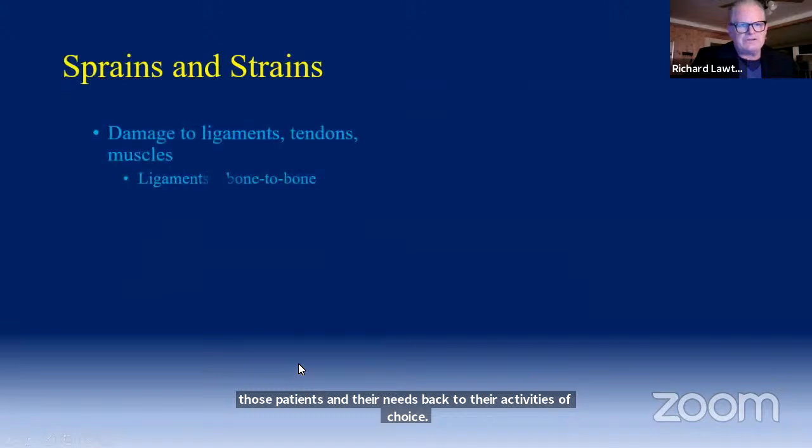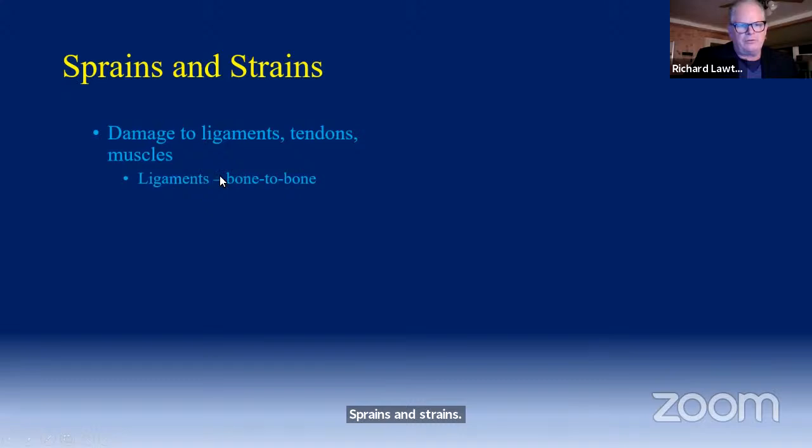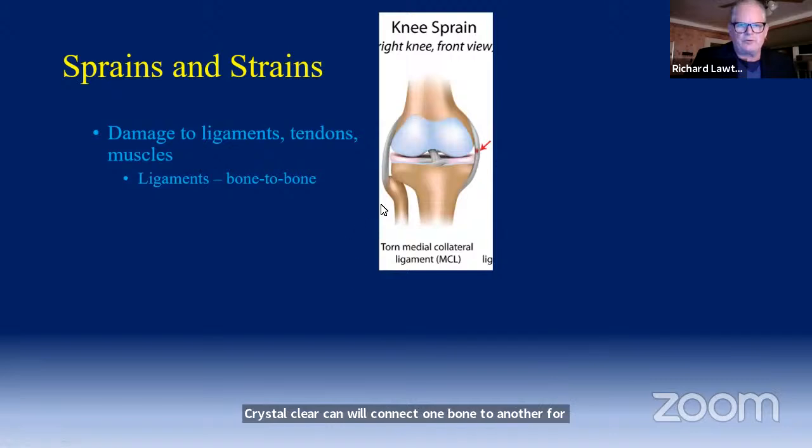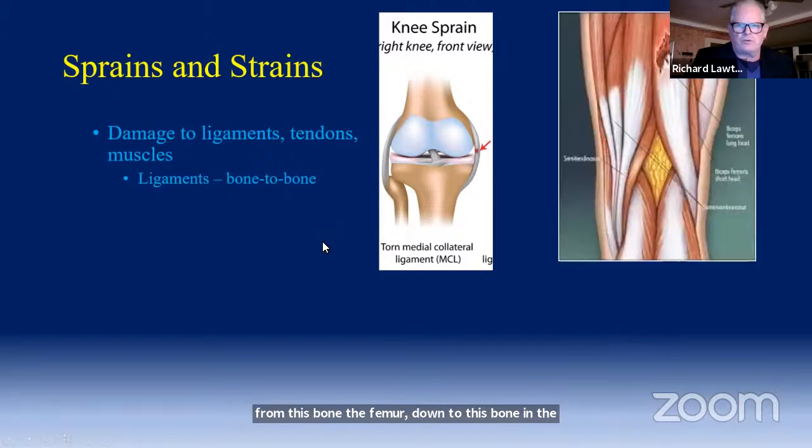Sprains and strains, just a little technical jargon. A ligament, again, I think I went over this briefly, but just to be absolutely crystal clear, will connect one bone to another. For example, the femur to the tibia. Here's a cartoon illustrating what we saw in the prior MRI. This is the medial collateral ligament. It goes from this bone, the femur, down to this bone, the tibia, and you can tear that bad boy with just too much force.